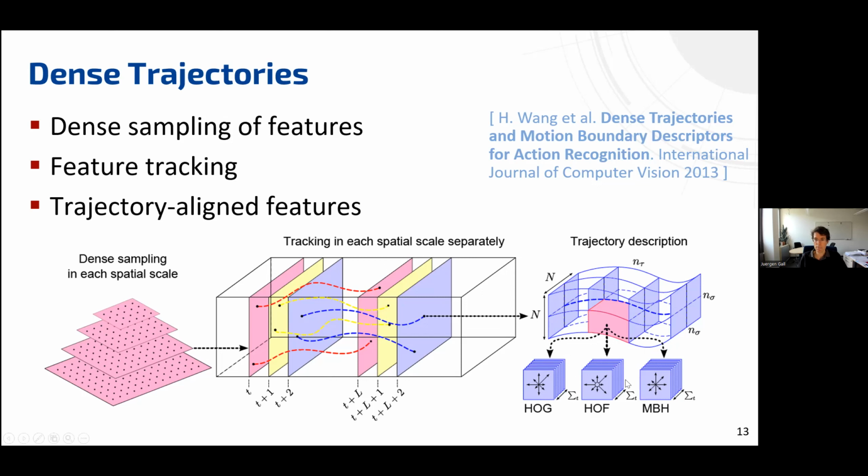Then we have the motion histogram of optical flow. That refers a little to what we see with the trajectory, so where certain parts in the image are moving in the next frame. And the motion boundary histograms, I will illustrate next what this information encodes.